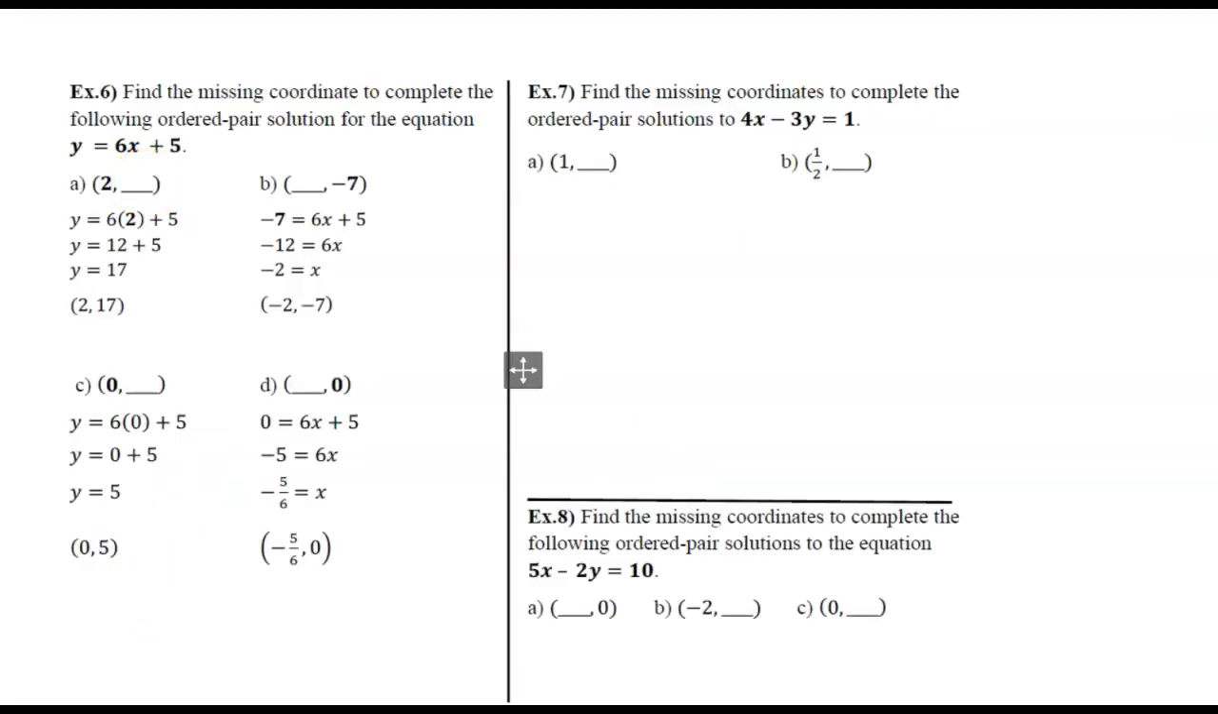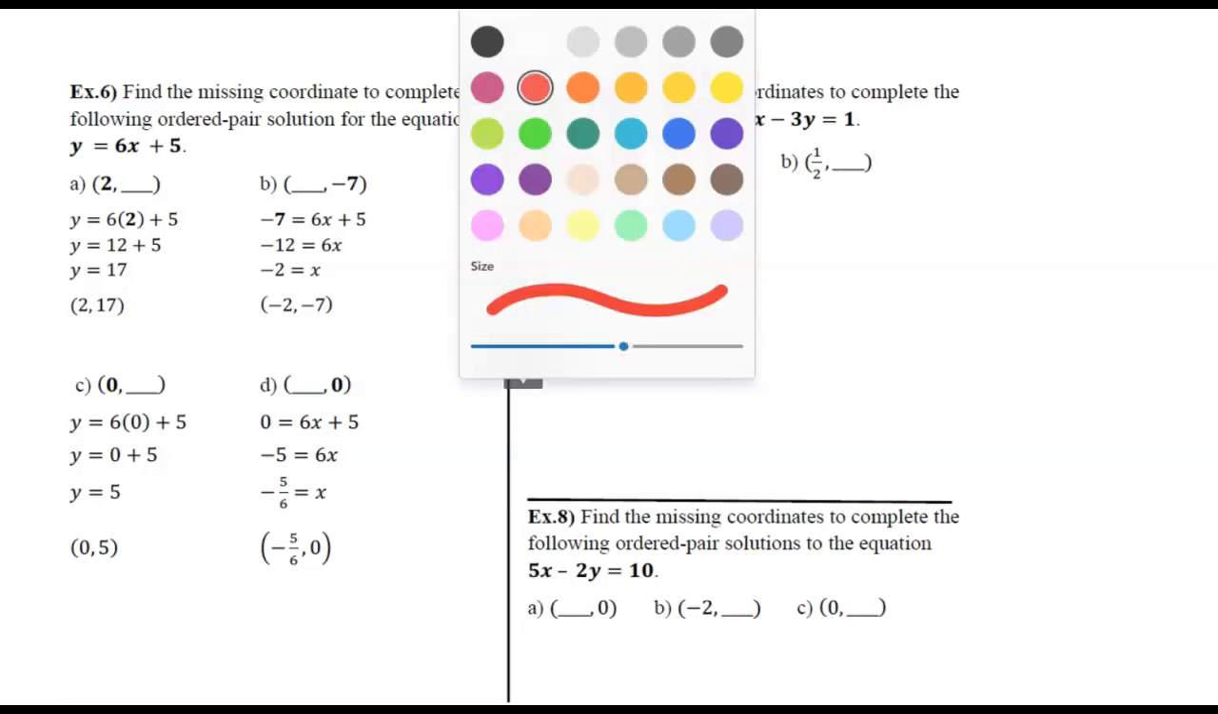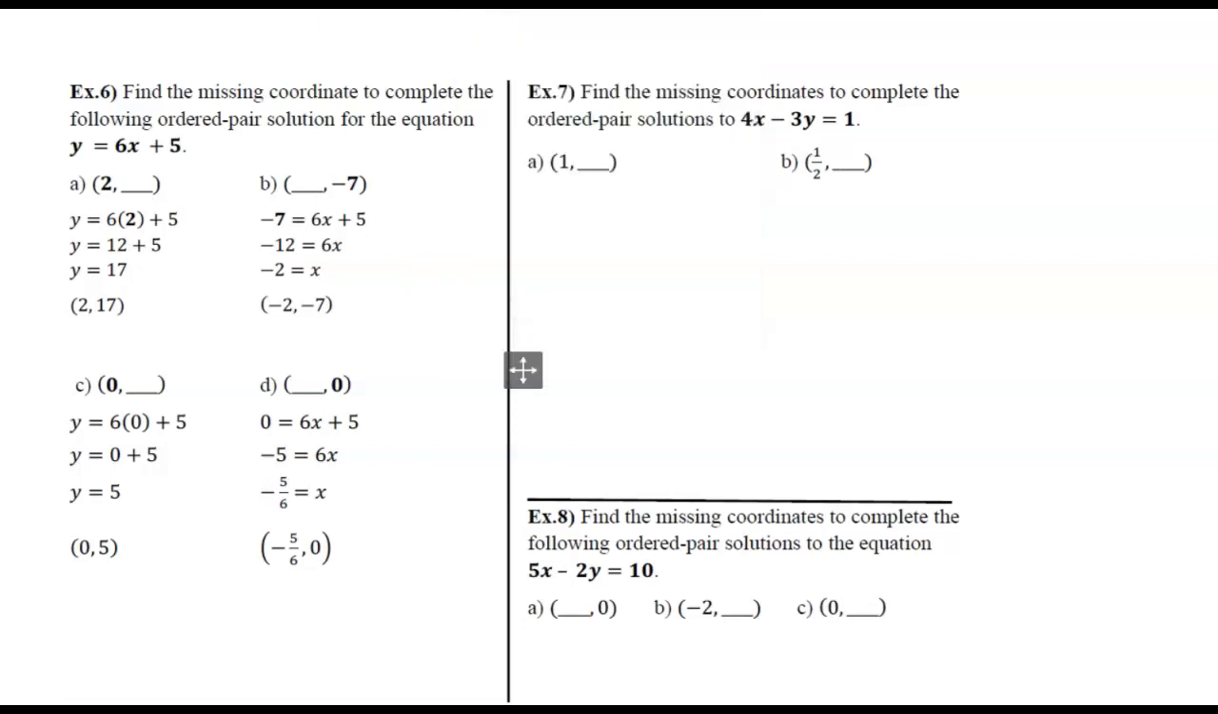Okay, example 6, we need to find the missing coordinate to complete the following ordered pair solution. So basically it's like we know that x equals 2 and we want to find out what does y equal when x equals 2. In fact, these ones are done for you. So 6 times 2 plus 5, we end up with a 17. Okay, next, this one is completed for you. We have -7 for y, and we can see x ended up being a -2. So we'll put that there. And those were also calculated, so I will leave those.